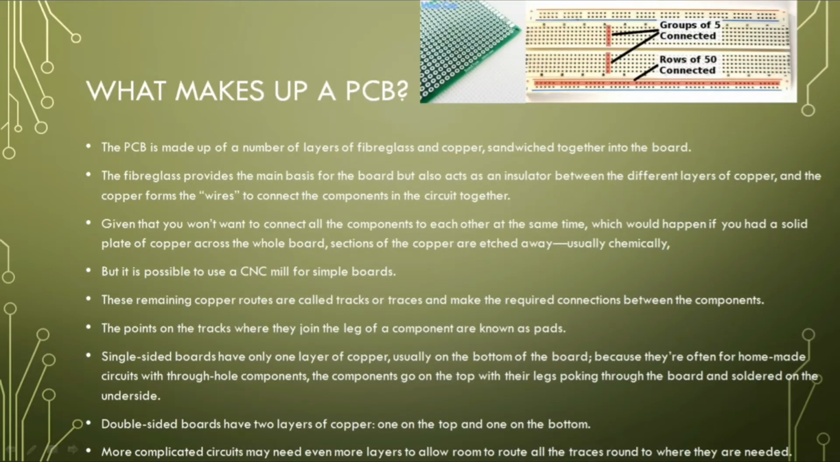So what makes up a PCB? A PCB is made up of a number of layers of fiberglass and copper. Both are sandwiched together in the board. Copper is a conductor and forms the wires to connect the components in the circuit together, while fiberglass acts as an insulator between different layers of copper. Sections of copper are etched away using chemicals. Single-sided boards have only one layer of copper, usually on the bottom of the board. Double-sided boards have two layers of copper, one on the top and one on the bottom. Complicated circuits need more layers on the board.